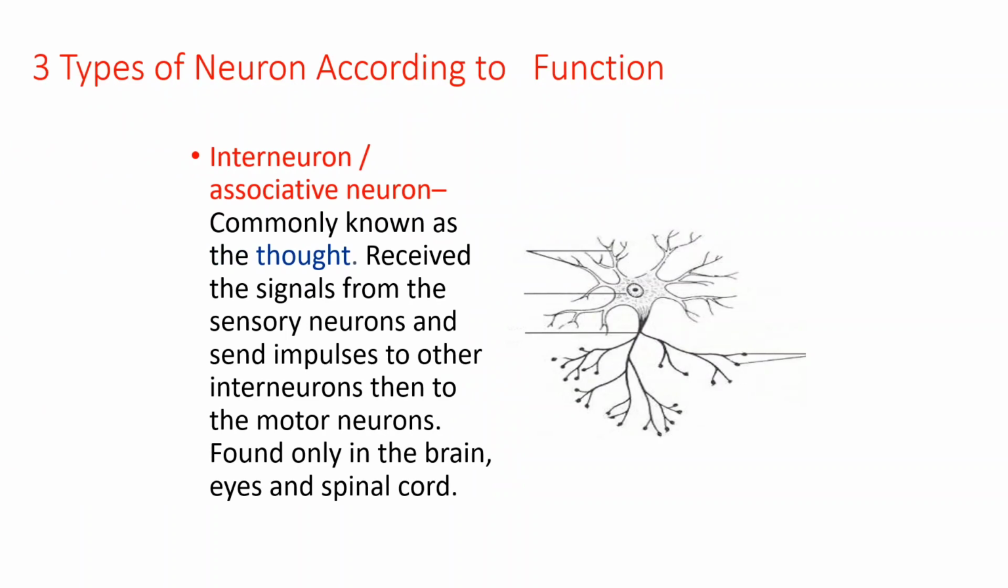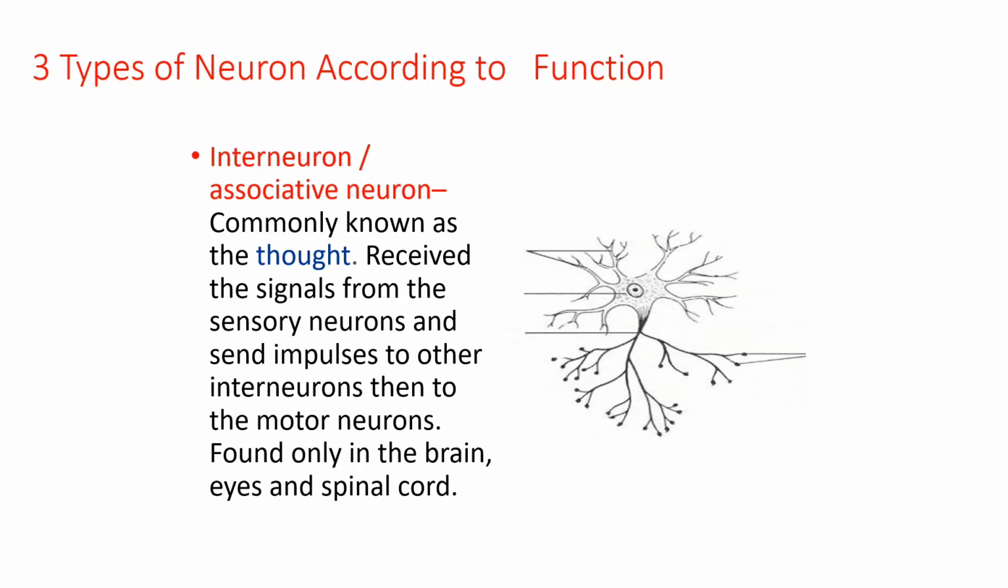Another type of neuron according to function is the interneuron, which is also known as associative neuron. It is commonly known as the thoughts, receive the signals from the sensory neuron and send impulse to the other interneuron, then to the motor neuron. This can be found only in the brain, eyes, and spinal cord. So, itong interneuron, pagkatapos ma-receive ng sensory neuron ang information, dito dinadala sa interneuron or associative neuron which are located in the brain. Dito nag-iisip kung ano yung magiging reaction dun sa stimulus.